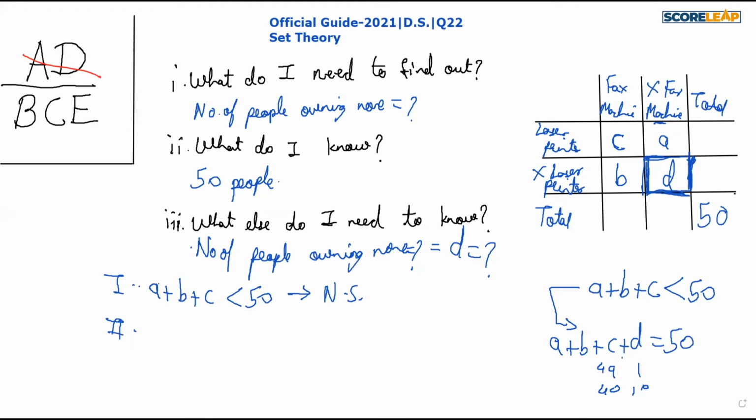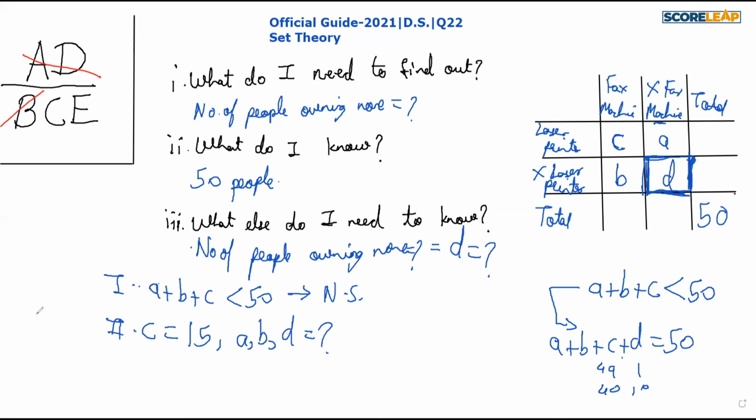Statement 2 says that the total number of people in the group who own both a fax machine and a laser printer is 15. So they have given the value of the number of people owning both a fax machine and a laser printer, which is C. C equals 15. But from C, can we calculate the value of D? No, we don't know the value of A or B or D, none of them. From this information alone we cannot figure out the value of D, the number of people owning none. So B is gone.